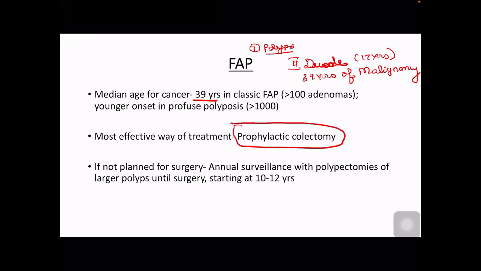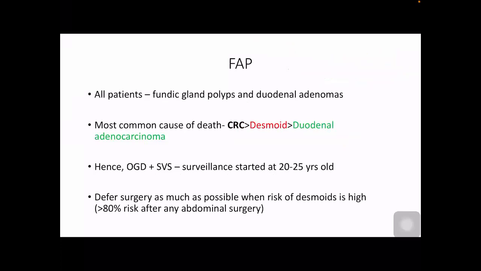Okay. So if not planned for surgery, if the patient is a young patient for whom you don't want to do a morbid surgery, in that case you have to do an annual surveillance with polypectomies for larger polyps until surgery, starting at 10 to 12 years. Fine. So from 10 to 12 years, you should start an annual surveillance colonoscopy if you are not planning for the prophylactic total proctocolectomy. Again, all patients with FAP will have fundic gland polyps and duodenal adenoma.